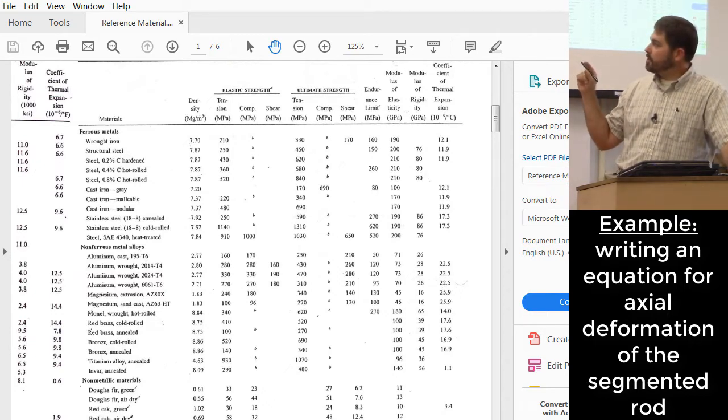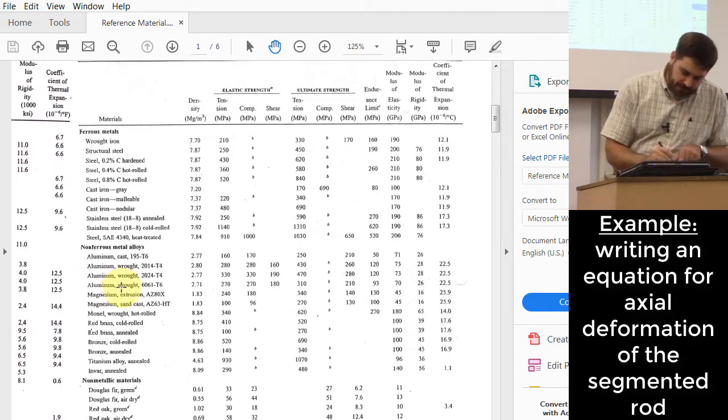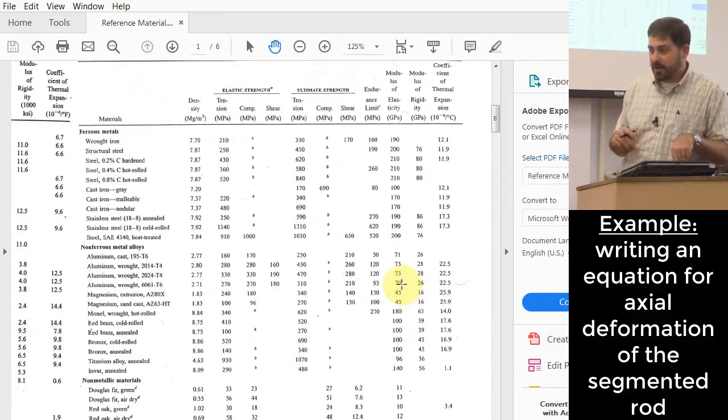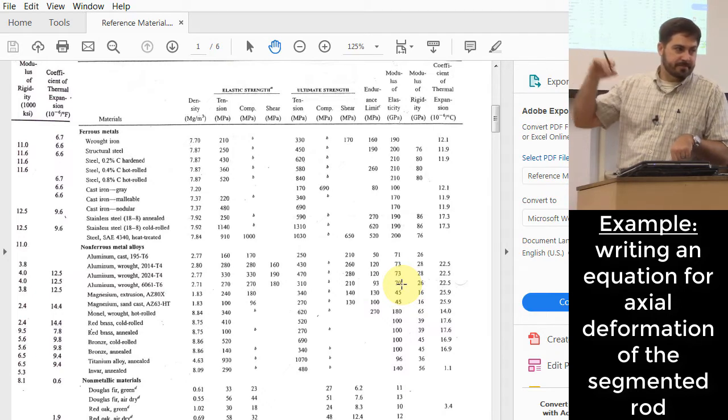Now, we need the modulus for aluminum. I left it a little bit vague on purpose here, but let's look at these aluminum values over here. For cast aluminum, we've got 71. Wrought aluminum, 2014, we've got 73. 2024, we've got 73. 6061, we've got 70 GPa. I wanted you to see there, within that material family, there's not very much variation. What do you want to use?